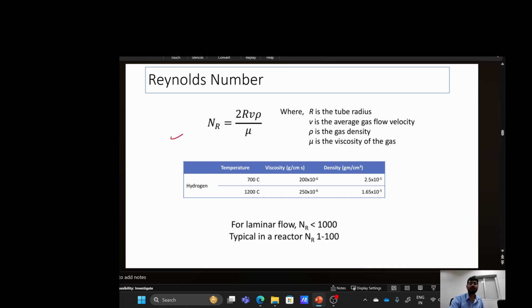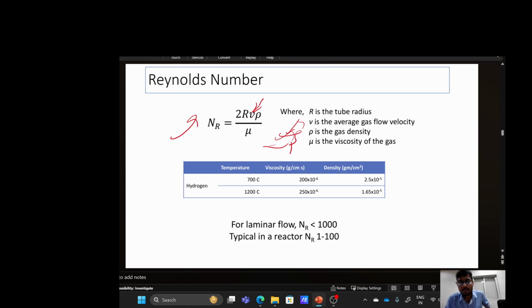This is the formula for the Reynolds number. We are not going to derive it because it is out of scope of this course; we do not require that much information. We just need to know whether this is a streamline flow or a turbulent flow. It depends on the radius of the tube, the average velocity of the molecules of the gas, and the density and viscosity of the gas.